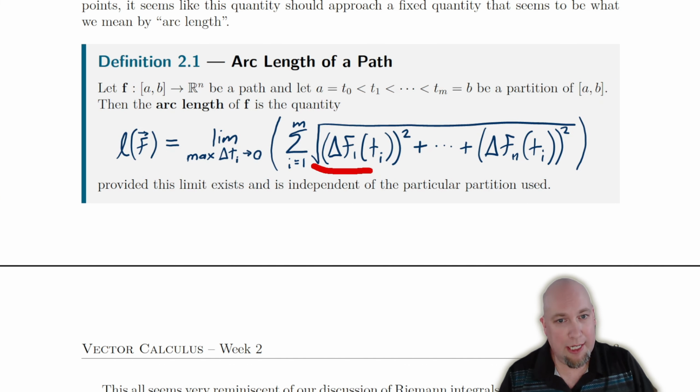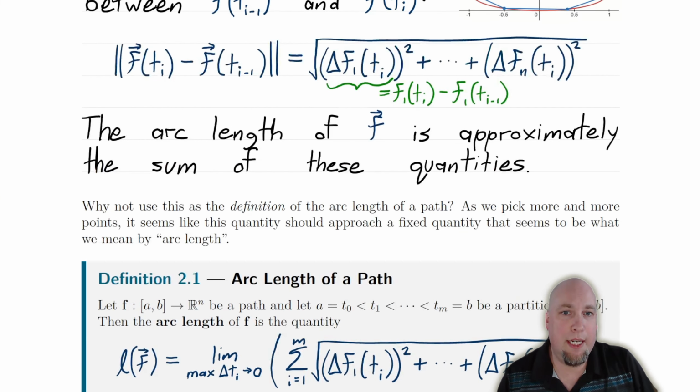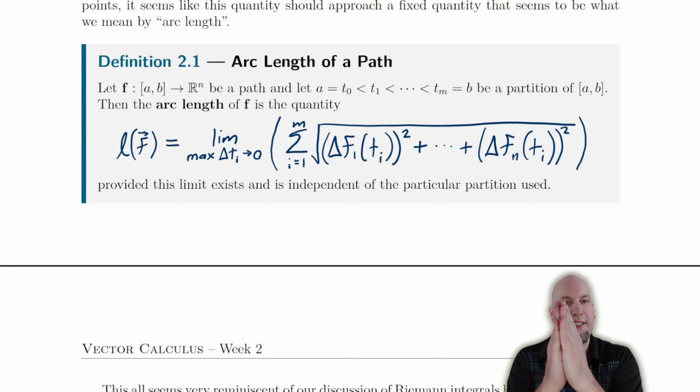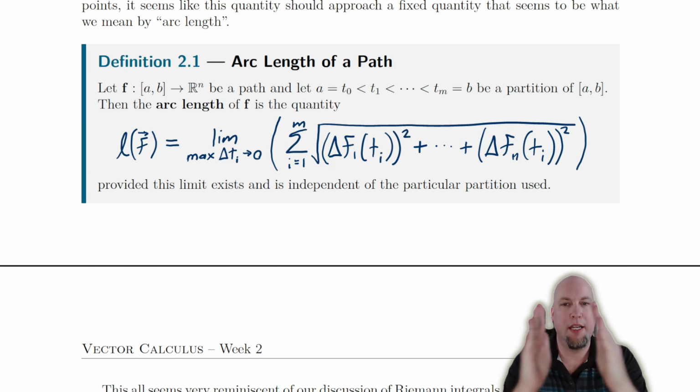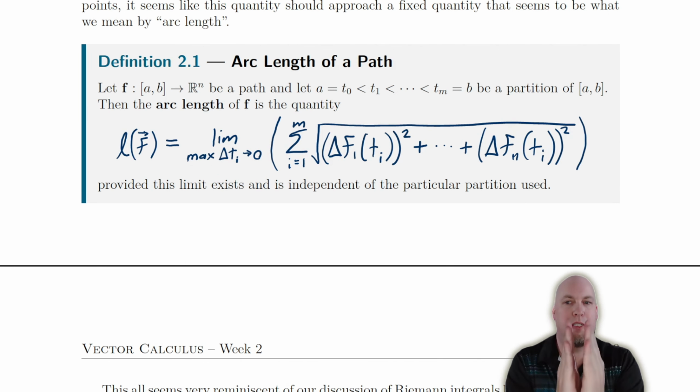This part in here is exactly that straight line distance that we computed up here. All we're doing is adding up all m of those, and then taking the limit as the distances between the t points go down to 0. We're saying that if this limit exists and is independent of the particular partitioning you're using, in other words, independent of your particular choice of t_1 up to t_{m-1}, other than the fact that the widths have to be going to 0, then we say that the arc length is well defined and it's whatever this monstrous limit here is.